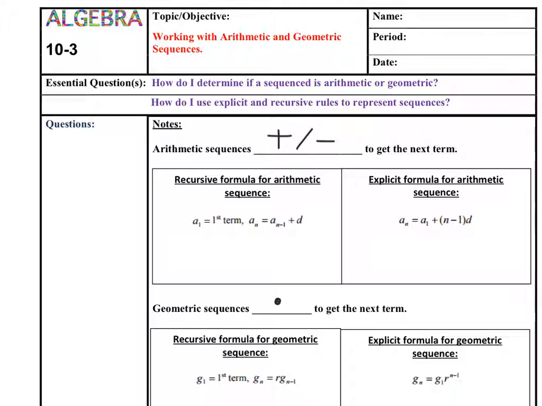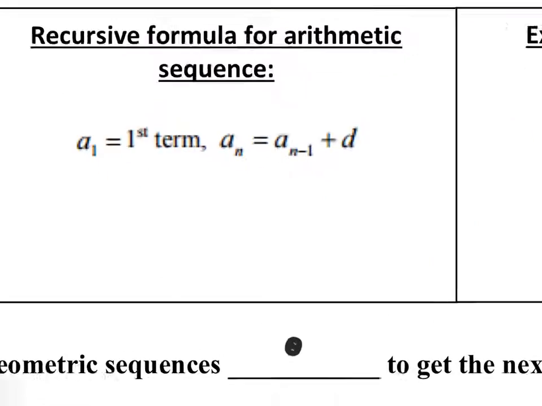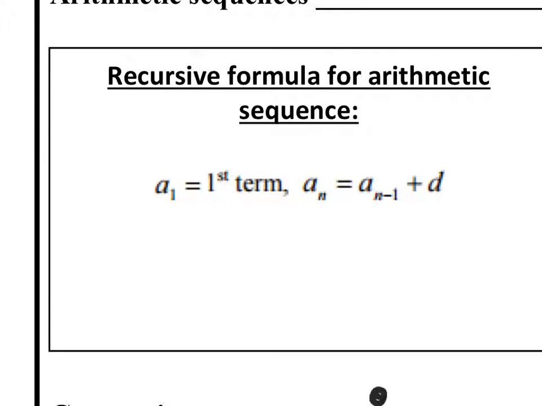Okay, so if you want to write that down, you can. Remember, if we're dividing by 3, we're not going to put dividing by 3, we're going to put multiplying by a third. So let's look at the first one, recursive for arithmetic. We're just going to be defining these parts, so stay with me.